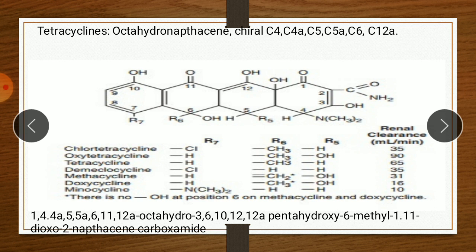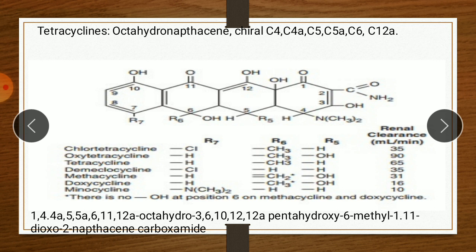As we see, start from the carbonyl, carbon 1, 2, 3, 4, then 5, then 5A, next to it 6, 6A, 7, 8, 9, 10, then 10A, 11, 11A and then 12, and 12A. Examples are given, for example chlortetracycline, oxytetracycline, tetracycline, then demeclocycline, depending upon the various groups on the 7th, 6th and 5th positions.